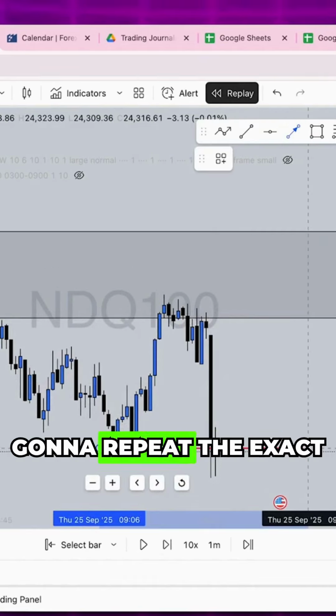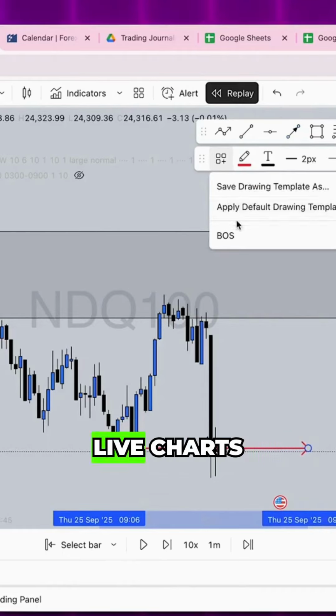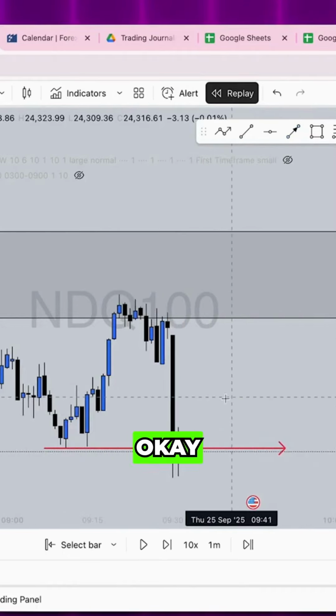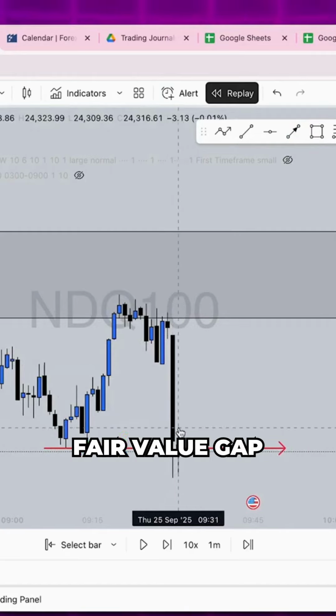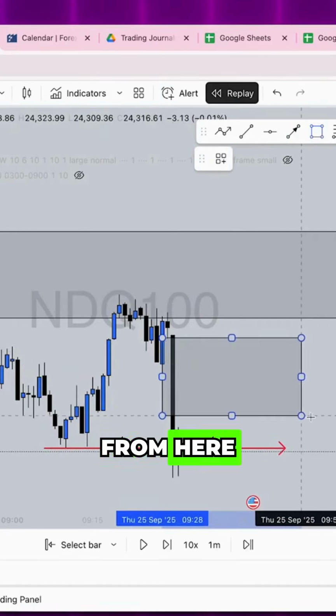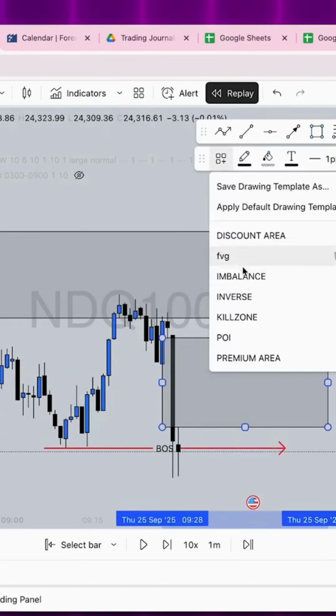So I'm simply just gonna repeat the exact same steps, just on live charts. Break of structure here. Okay, cool. What did we leave behind? What's in between this wick and this wick? Fair value gap. So you take it from here, you draw out your fair value gap. Cool. Let's mark it out.